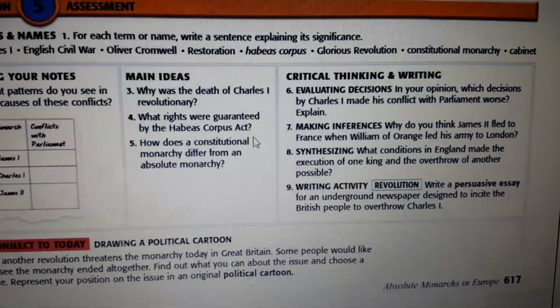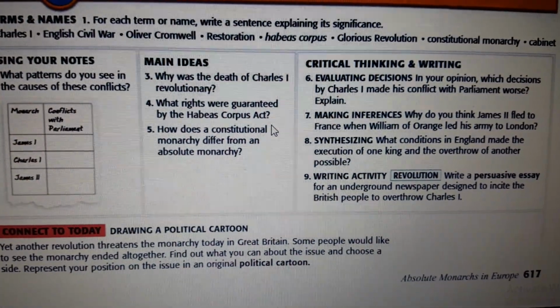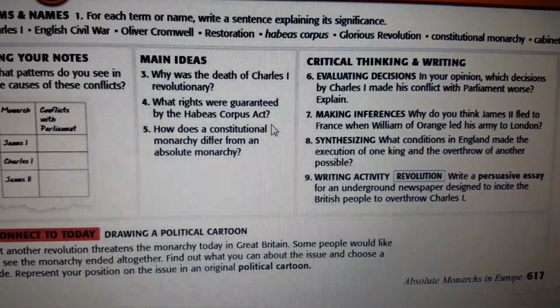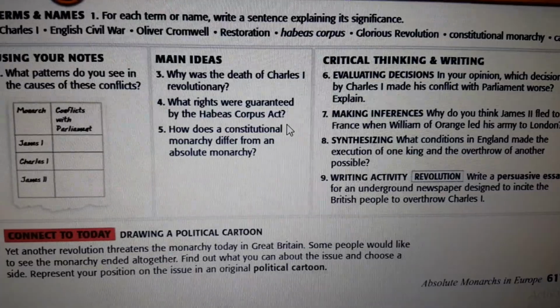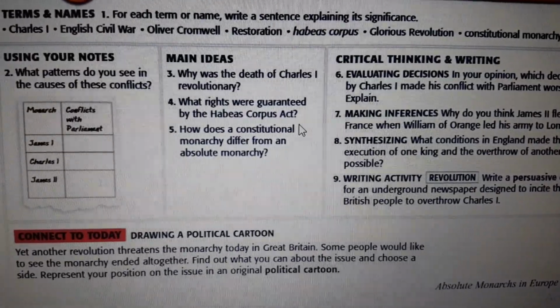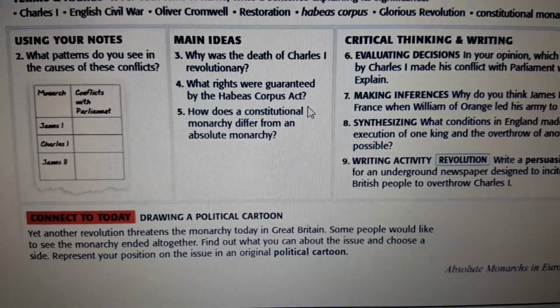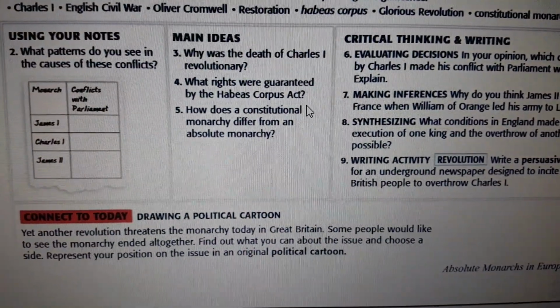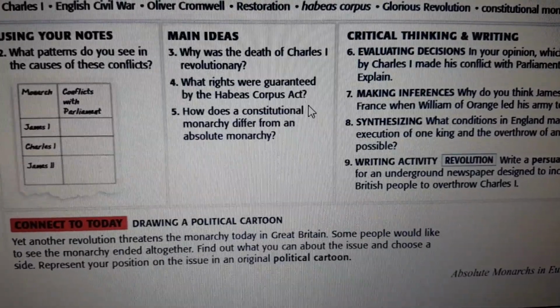Critical thinking. Number 6, evaluating decisions. In your opinion, which decisions by Charles I made his conflict with Parliament worse? Explain. 7, making inferences. Why do you think James II fled to France when William of Orange led his army to London? Number 8, synthesizing. What conditions in England made the execution of one king and the overthrow of another possible?